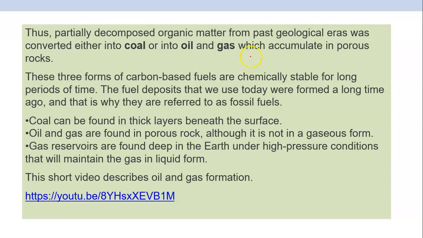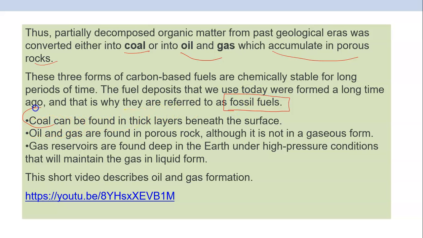So the partially decomposed organic matter from past geological eras was converted into either coal, or oil and gas, and these are accumulating in porous rocks. The three forms of carbon-based fuels are chemically stable for long periods of time. The fuel deposits that we use today were formed a long time ago, and that is why they are referred to as fossil fuels. All right.